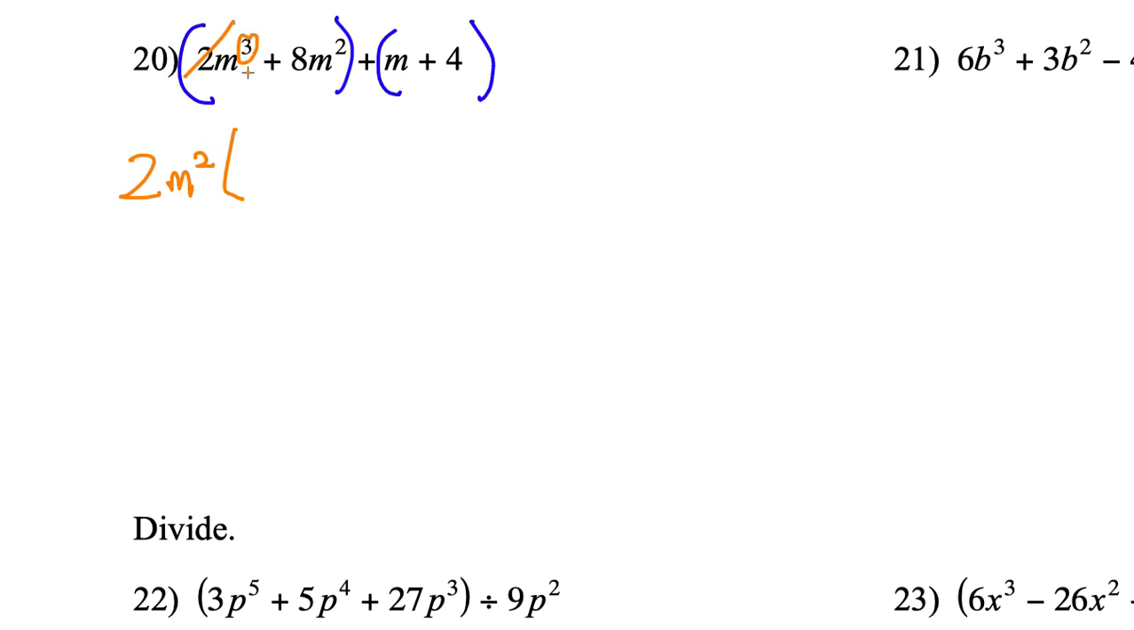M to the power of 3 subtract 2 is m to the power of 1, so it's just m. And then 8m squared divided by 2m squared. The m squares cancel out, and 8 divided by 2 is 4, so m plus 4. And hey, that matches up with m plus 4. So what is the greatest common factor that I can factor out of m plus 4? Nothing. If I can't factor out anything, you have to factor out at least a 1.